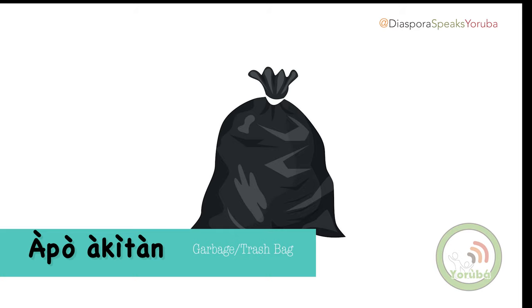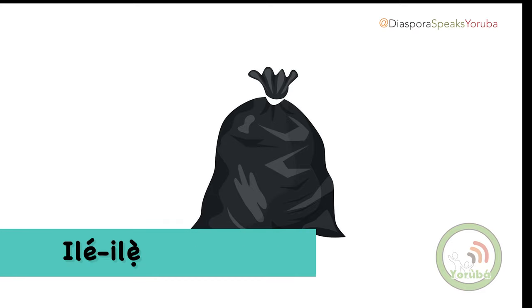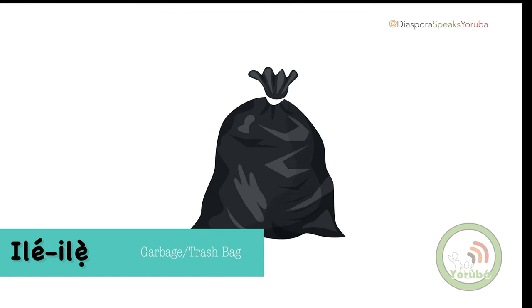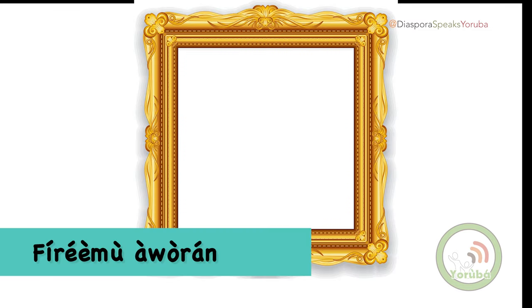Akpo akiton. Let me break it down. Akpo means bag or sack. Akiton means garbage. So put together, akpo akiton is a garbage bag. Another word for this is ilele. Ile is house, ile is ground. And so ilele means a trash house or trash container or trash bag where we put things we do not want.